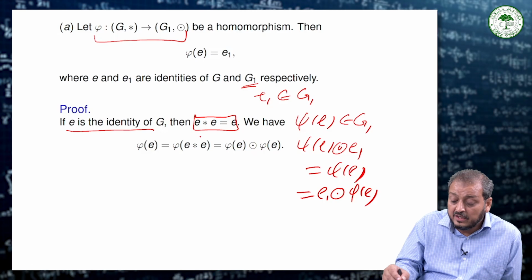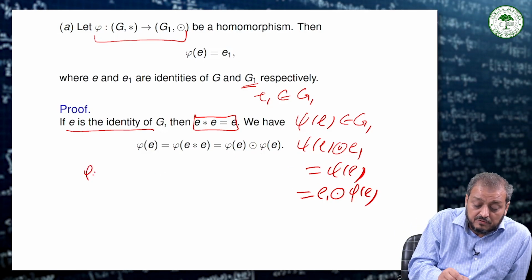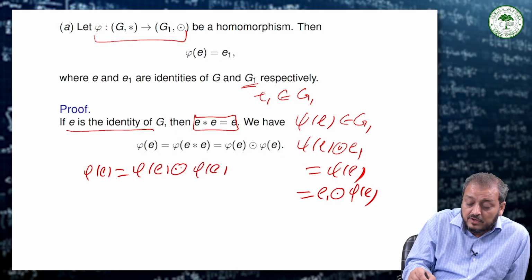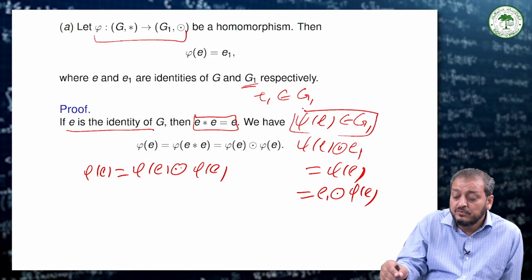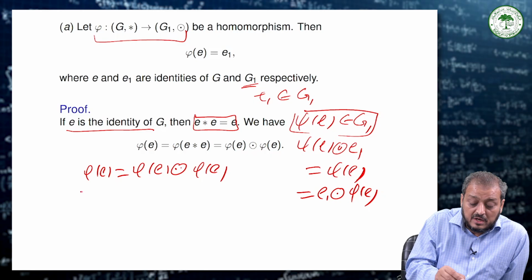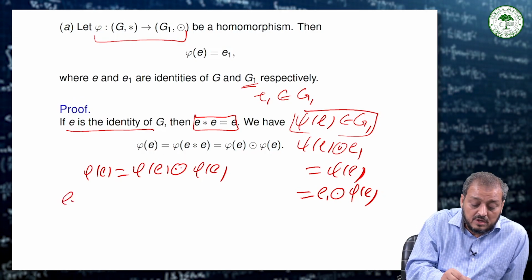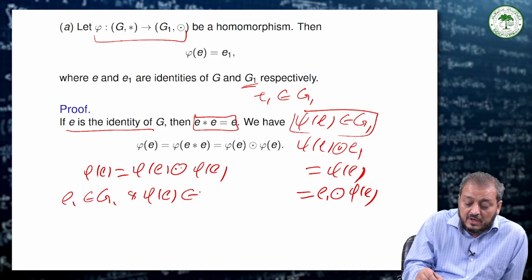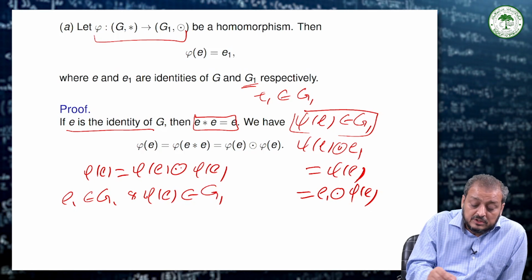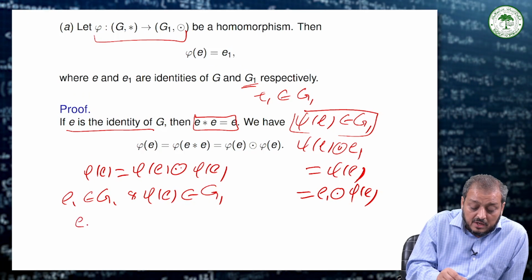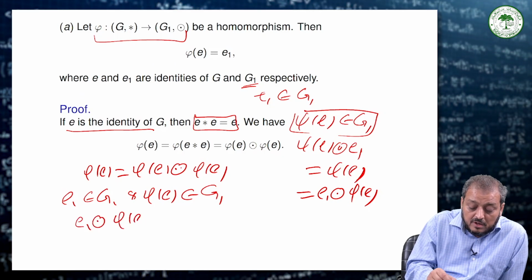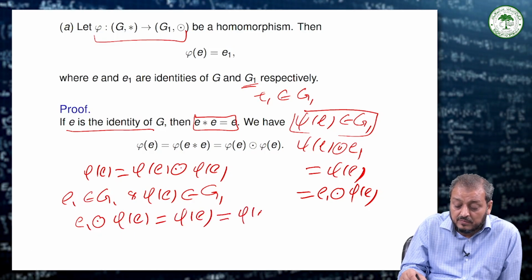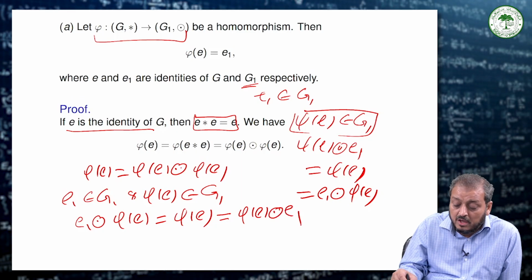So now we can say that phi of E can be written in the form phi of E composition phi of E, where phi of E is an element of G1 and E1 is the identity of G1. So by the property of identity, E1 composition phi of E is equal to phi of E, and this is the same as phi of E composition E1.